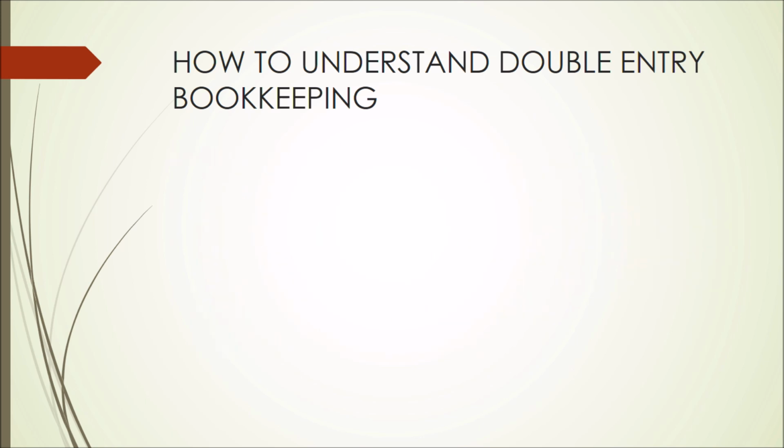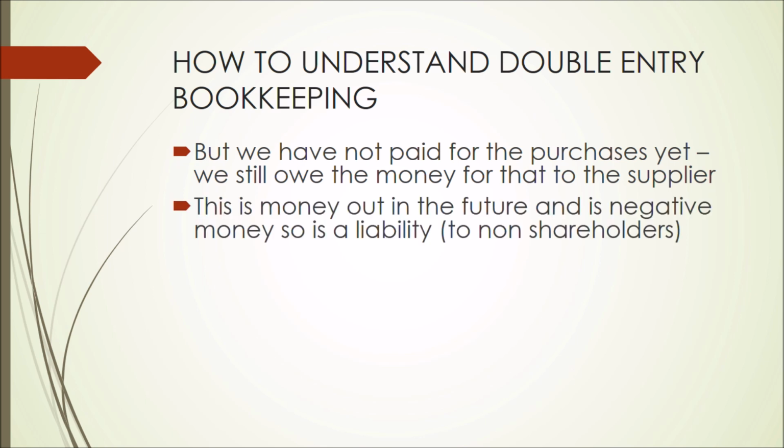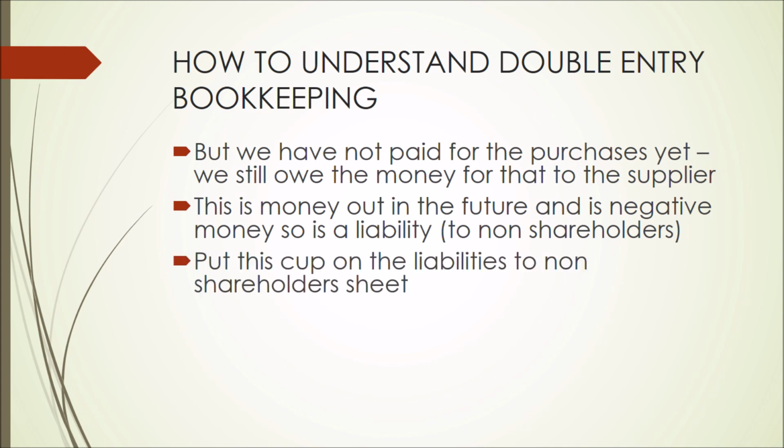Now we didn't pay for those purchases yet. We owe our supplier for those purchases. So that's going to be money out in the future. And those suppliers, those people who give us those goods, they don't own the company. So it's not liabilities to shareholders, it's liabilities to non-shareholders. So you've got a cup for our purchases, and it's going to sit on our liabilities to non-shareholders sheet. And in there we're going to pop the money out, the minus 3,000. Okay, so it's money out in the future, so it's negative money. It's not somebody who owns the company, so it's to non-shareholders, so it's a liability. So you put the purchases cup on the liabilities sheet, and you pop into it minus £3,000.